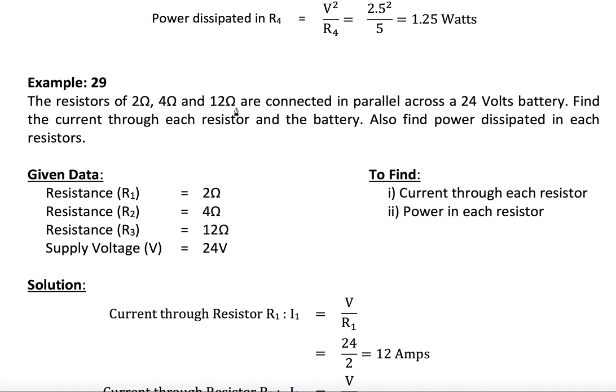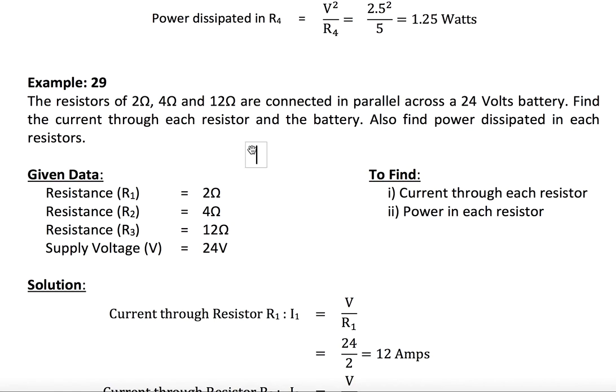Resistors 2 ohm, 4 ohm, 12 ohm are connected in parallel across a 24 volt battery. Find the current through each resistor and the battery. Also find the power dissipated in each resistor. Let's find the current flowing through the battery first. What is R equivalent? First find the R equivalent.